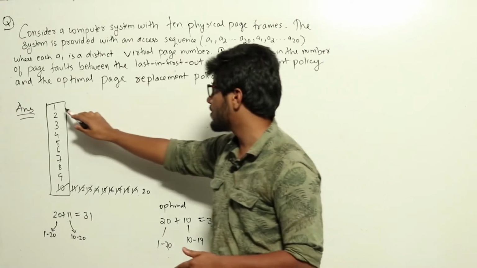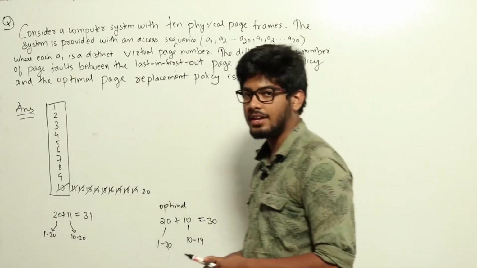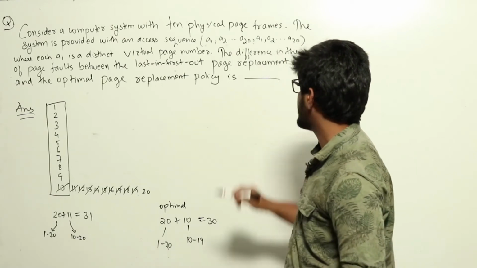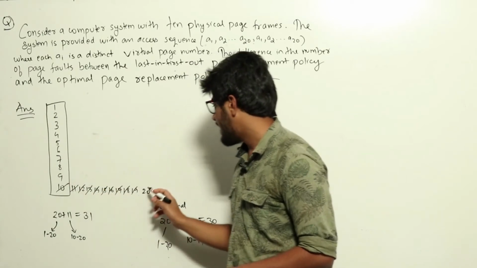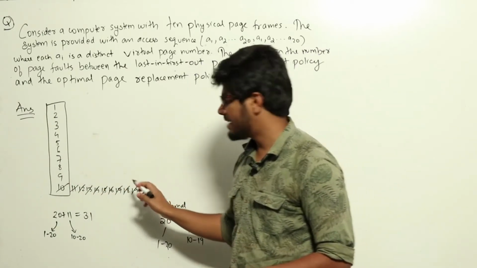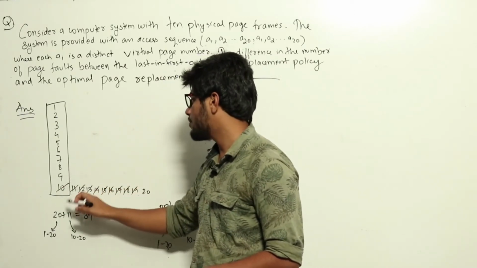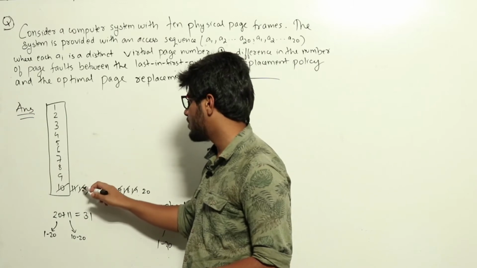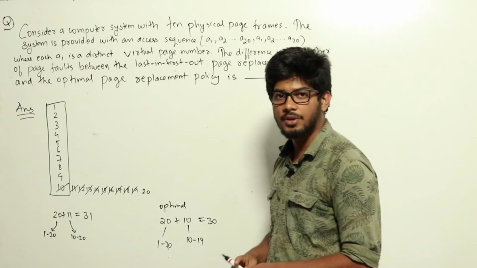Now 1 we already have. 2 we have, 3 we have, 4 up to 9 we have. After that we will be trying to access 10. Now 10 we don't have, we only have 1 to 9 and page 20 available. So 20 will be removed and 10 will be added, which causes a page fault. Similarly, 10 will be removed, 11 added, 11 removed, 12 added, etc., up to 20, each of which will generate one page fault.